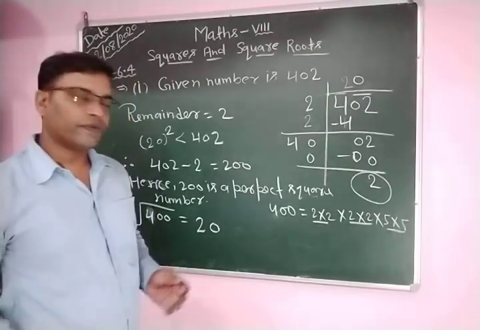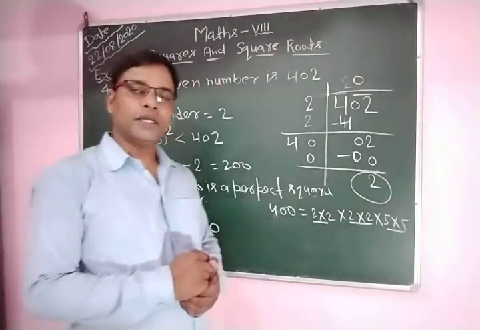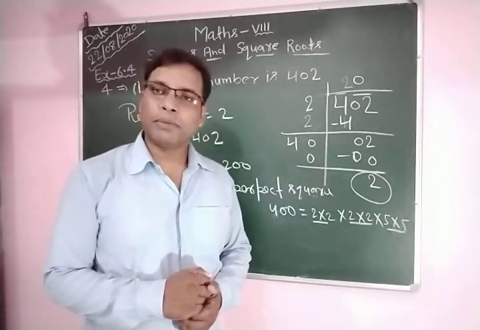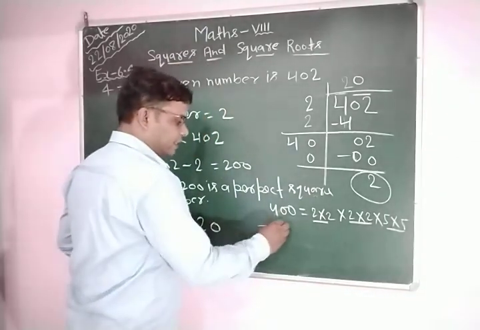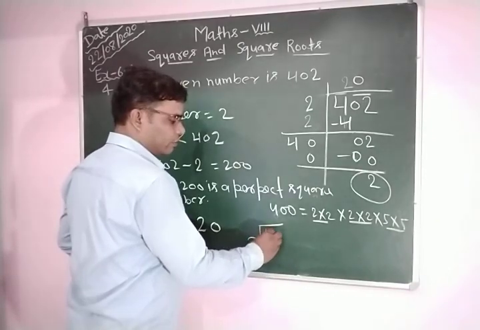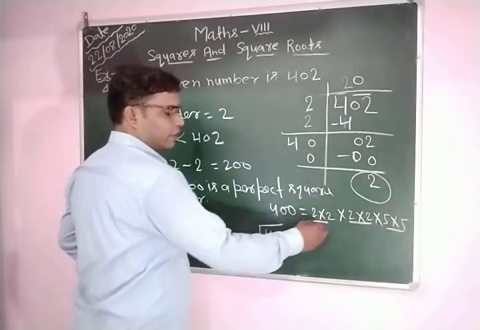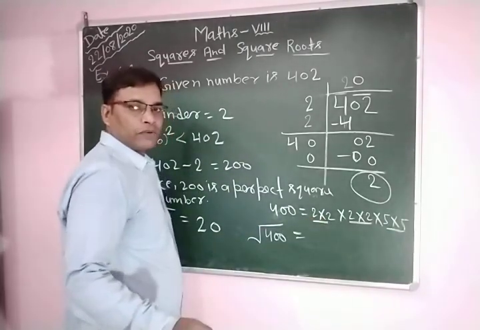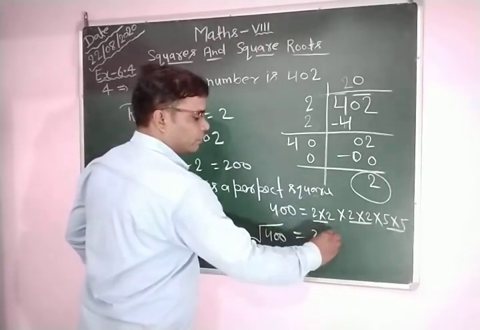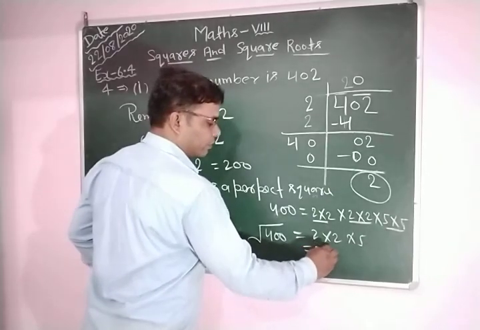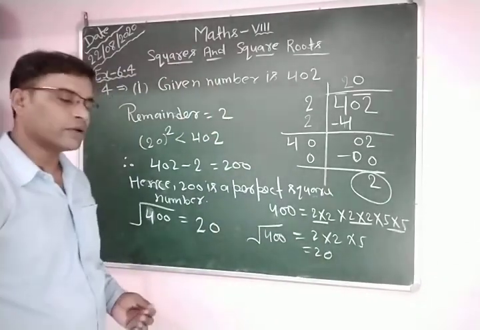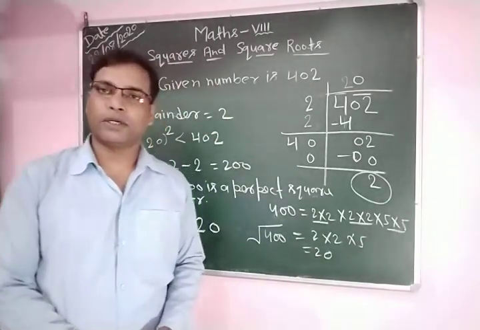Okay, so we need to find the square root of 400, so we take one prime number from each pair. Again we can write the square root of 400 is equal to 2 into 2 into 5, which is equal to 20. So in this way you can find that the square root of 400 is 20.